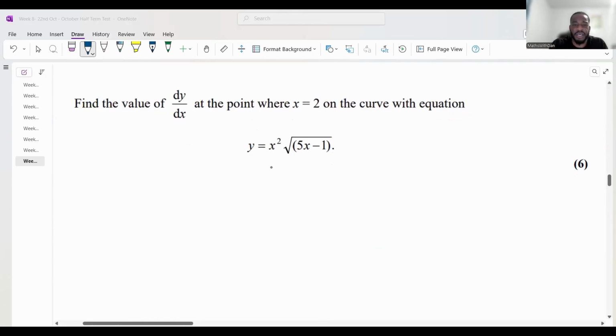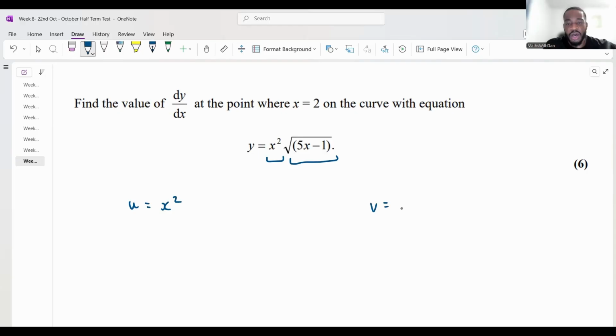So we need to differentiate this. Immediately, guys, what type of problem is here? What type of differentiation am I going to be using? Or am I using a combination of both, or two, I should say? Exactly. Fantastic. The first thing is that we've got a product of two functions, so it's the product rule. But this one here is a chain rule problem. So I'm going to say u is equal to x squared, and v is equal to root of 5x minus 1.